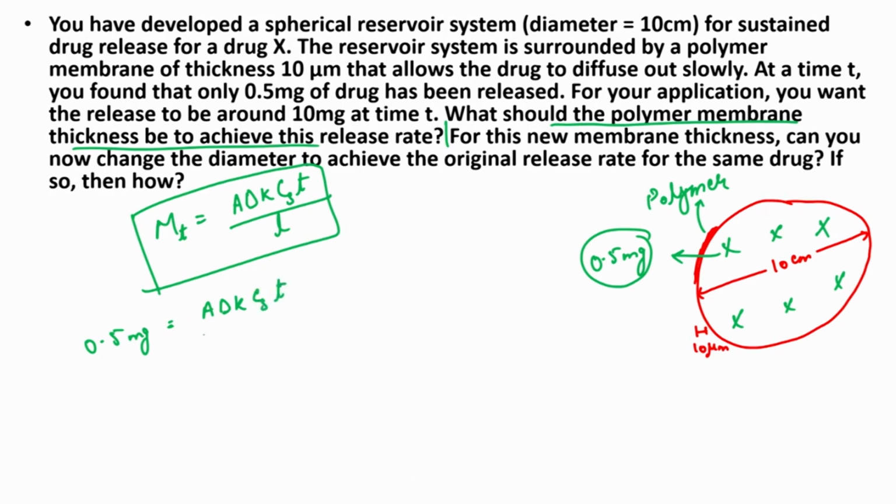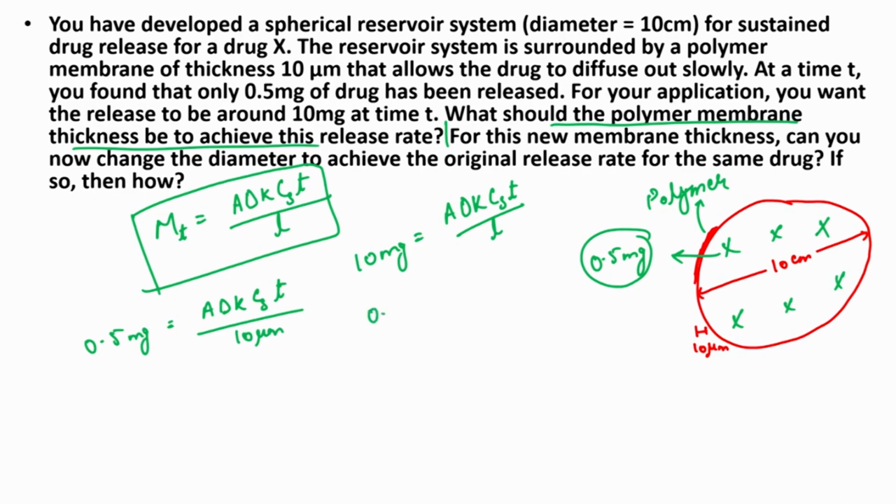at time t, and we know this thickness to be 10 micron, and now we are saying what should be this thickness, so that this value becomes 10 milligram instead of 0.5 milligram. So, again these values for the same device will remain the same including the time, since we are saying at the same time, but what will change is this value, which we say is L, the new thickness. So, what we can do simply is just divide these two equations.